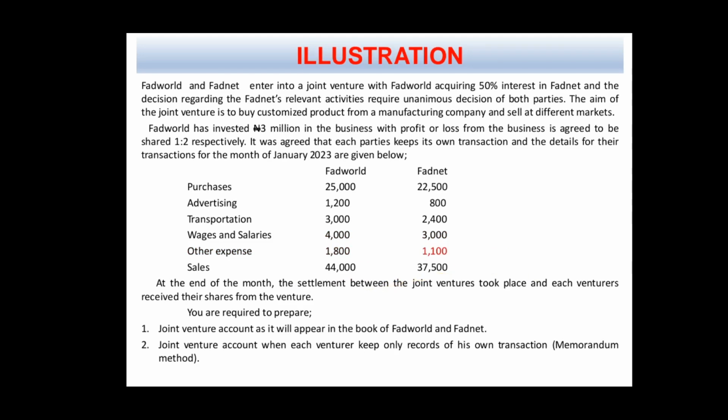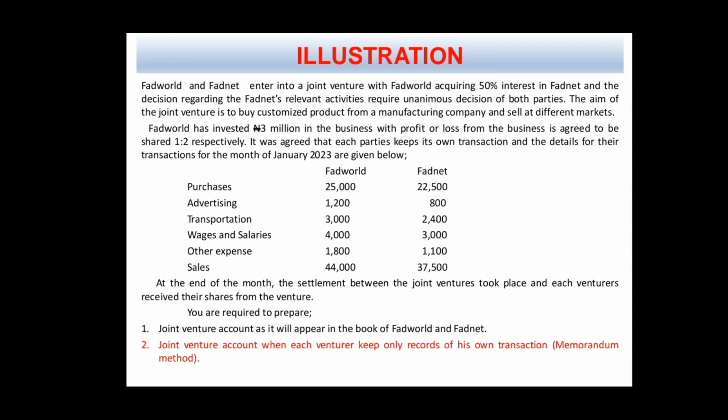Sales. The sales being made by each of the venturers: we have Fadward for 4,000 naira, and Fadnet at 7,500 naira. At the end of the month, the settlement between the joint venturers took place, and each venturer received their share from the venture. You are required to prepare joint venture account as it will appear in the books of Fadward and Fadnet. And the second question is that you have to prepare joint venture account when each venturer keeps only record of his own transaction.